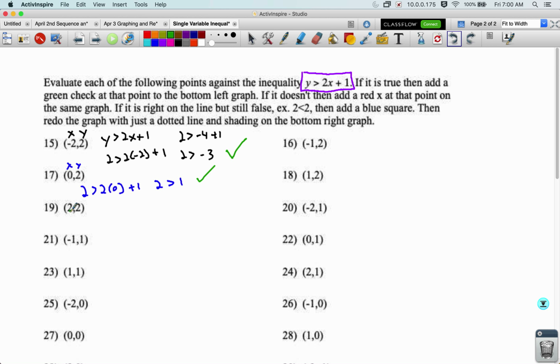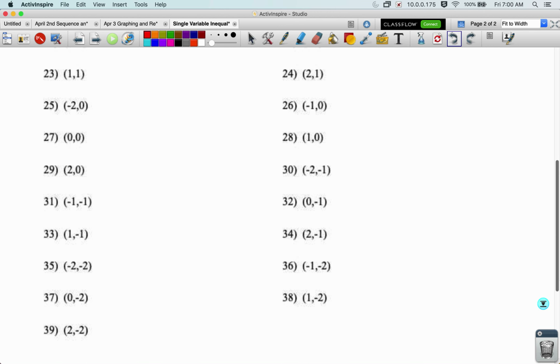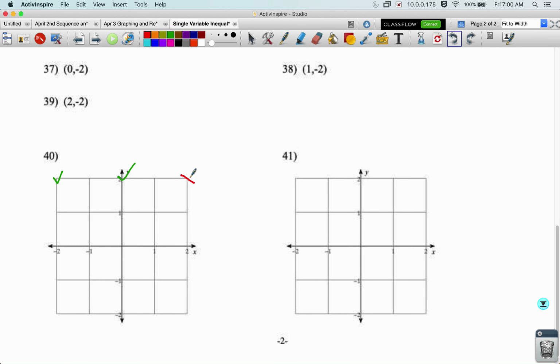All right, 2 comma 2. Again, this is an x and a y. Let's see if we can do a little bit more in our heads. So 2 is greater than, we plug in a 2 for x, so it's 2 times 2 plus 1. 2 times 2 is 4 plus 1 equals 5. 2 is greater than 5. That is not a true statement. So that's going to get a red x at the point 2 comma 2.